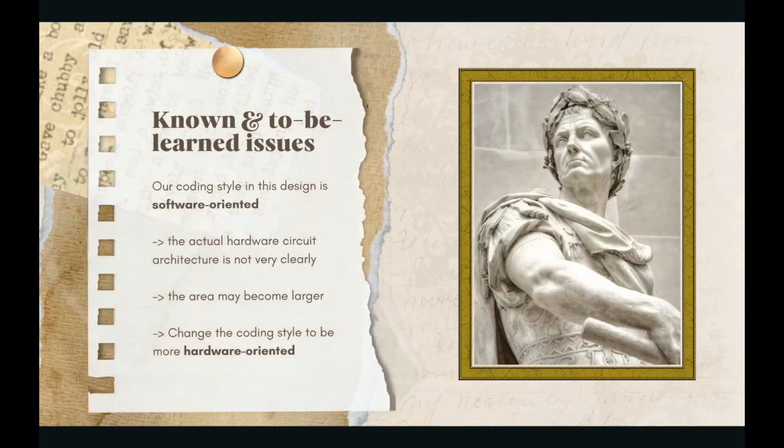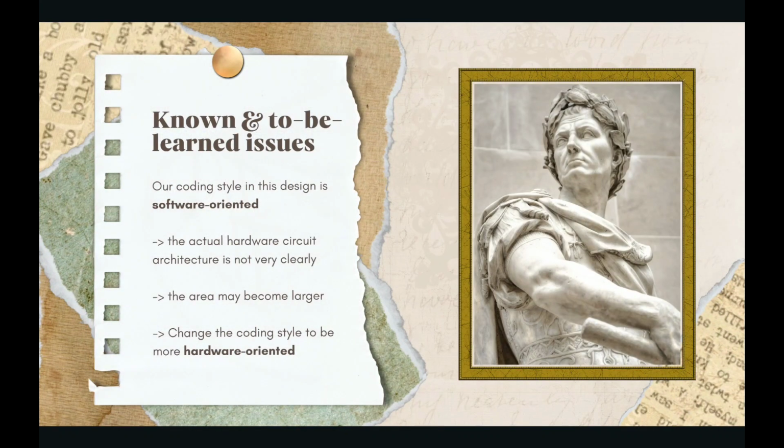Our known and to-be-learned issue is that our coding style in this design is software-oriented. Thus, the actual hardware circuit architecture is not very clear. At the same time, the area may become larger because of it. Therefore, we consider changing the coding style to be more hardware-oriented.